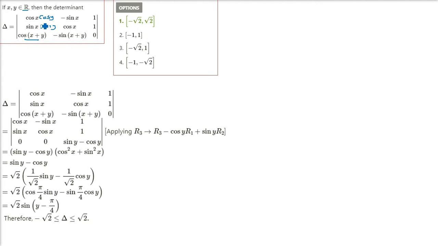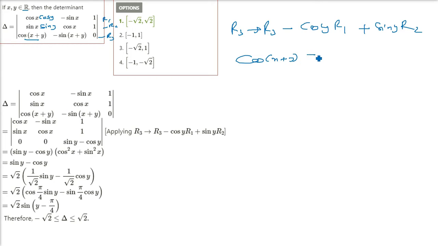So if you multiply the first row with cos y, second row with sin y, what do we get? So row 3 we are changing to row 3 minus cos y into row 1 and minus sin y into row 2. You'll see just now what will happen. We'll get 2 zeros here. How? First I am showing you cos(x plus y) minus cos y. Row 1 we have cos x. Then we have sin x sin y. So sin x sin y.